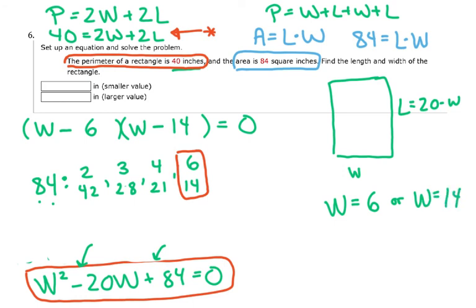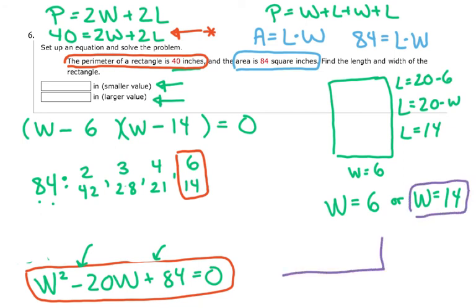Now, this is the little confusing part because these are our answers. This is 6, and L is 20 minus 6, so L equals 14. So once you've factored it and got those answers, those will be your answers. And you might say, what if I'd chosen this for my width? Well, that's fine. If you said W equals 14, then L equals 20 minus 14, and L equals 6. So that's just sort of an orientation problem.